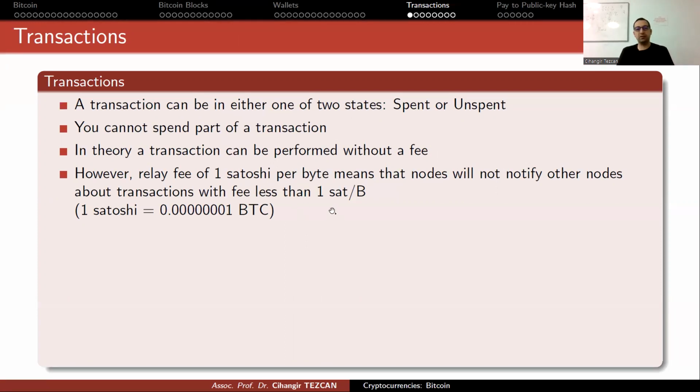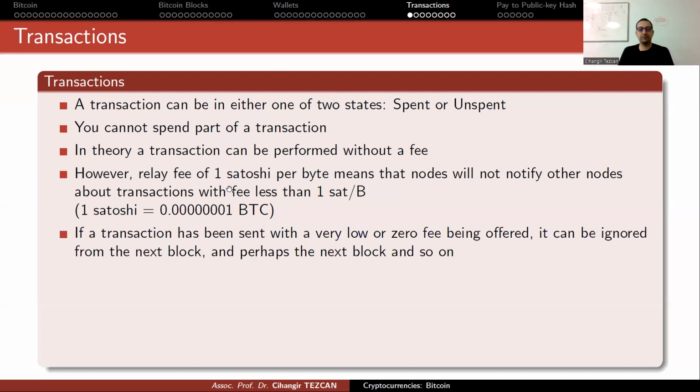So again, in theory, you can say 0 Satoshi per byte, but generally nodes will not notify other nodes. But if you're a miner yourself, you can include your transaction when you are mining. So you can really perform a Bitcoin transaction without paying any fees. If a transaction has been sent with a very low or 0 fee being offered, it can be ignored from the next block and perhaps the next block and so on.